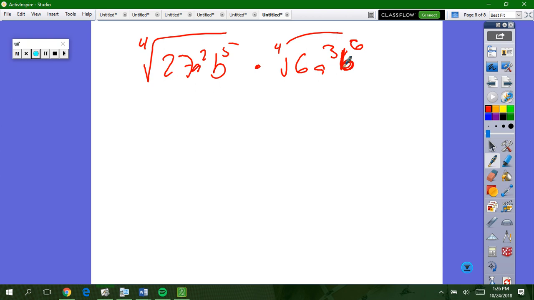27a squared b to the 5th times the 4th root of 6a cubed b to the 6th. A to the what power? 5th. B to the 11th.